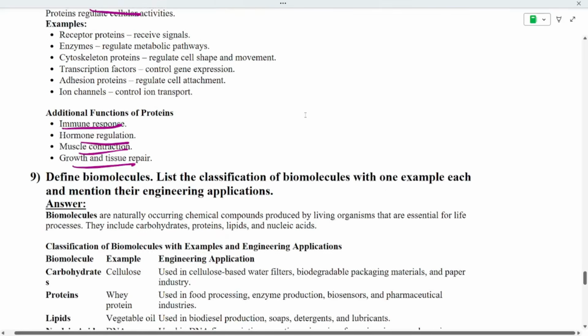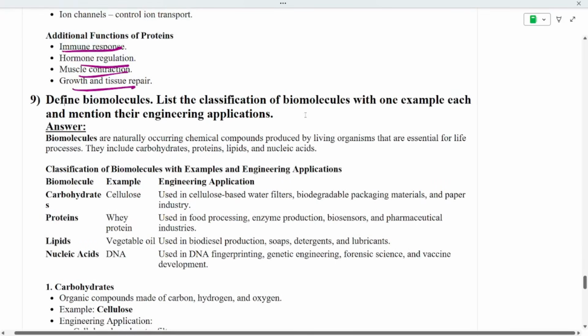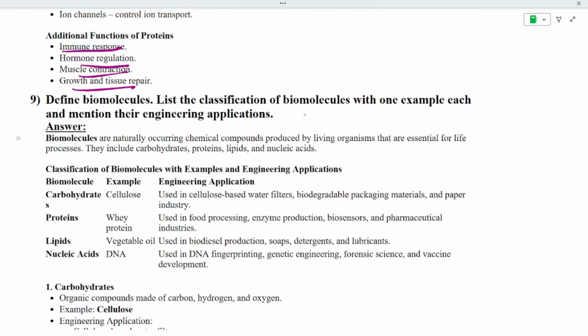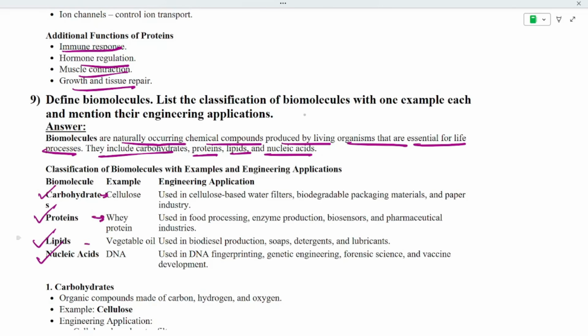Okay. Next, again, the question is about biomolecules. List the classification of the biomolecules with one example and mention their engineering applications. Biomolecules are naturally occurring chemical compounds produced by living organisms that are essential for life processes. They include carbohydrates, proteins, lipids, and nucleic acids. Classification of biomolecules: carbohydrates, proteins, lipids, and nucleic acids. For examples: cellulose, whey protein, vegetable oil, and for nucleic acid, DNA.